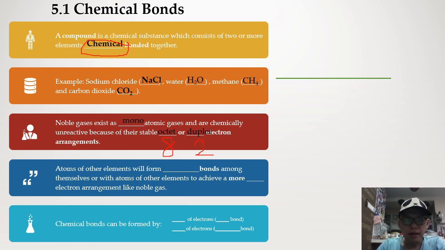Okay, so atoms of other element will form chemical bond among each other to achieve a more stable electron arrangement, such as noble gas. We know group 18, noble gas. Chemical bond can be formed by transferring of electron or sharing of the electron. When transfer the electron, we call this ionic bond. When sharing the electron, we call this covalent bond.